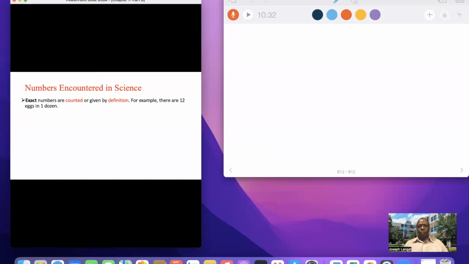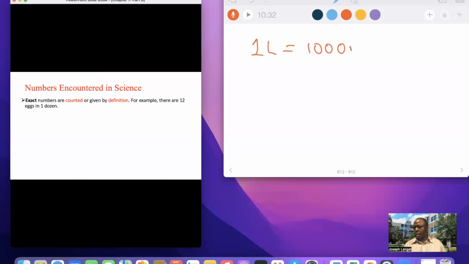There are those numbers obtained from counting. Those numbers are referred to as exact numbers, all right? Even a dozen, 12, we have to count. We don't need any machine to measure 12, right? 7 days in a week, we have to count. Definition, what do I mean by definition? This is a definition and it is exact.